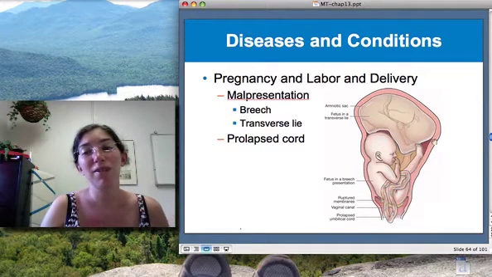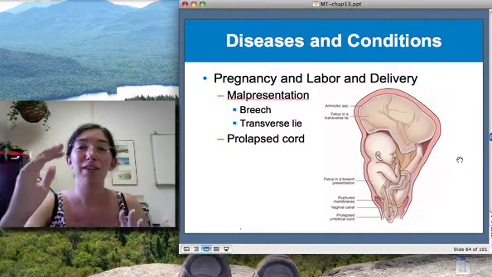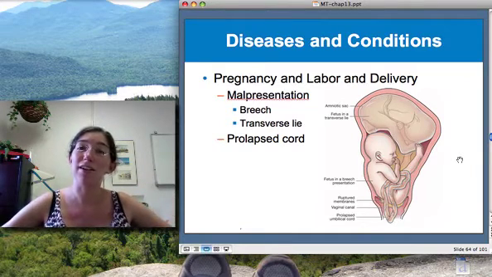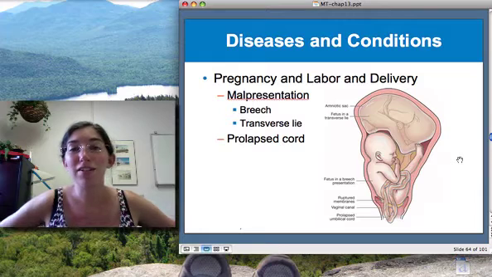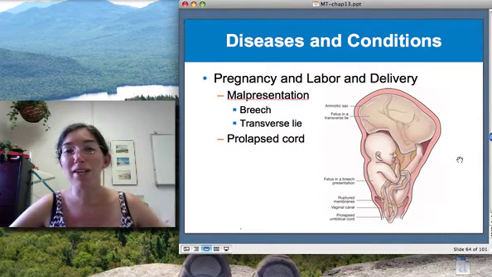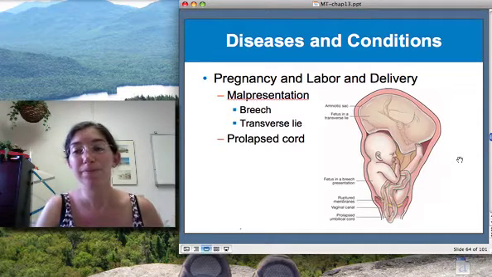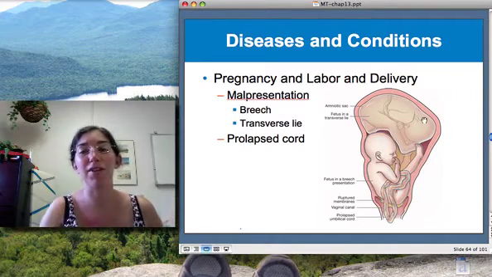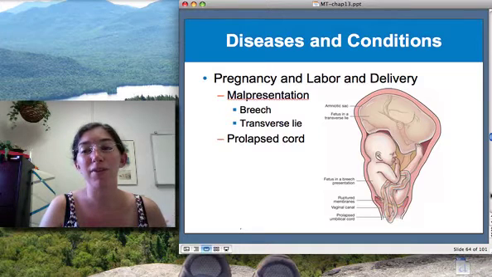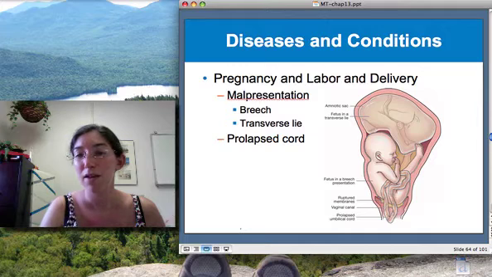So some of these different types of positioning can be manually fixed, actually by pushing on the stomach. Usually not during labor. This usually occurs a week or a couple weeks before labor. It's called version, turning of the baby within the uterus. Sometimes it works, sometimes it doesn't.